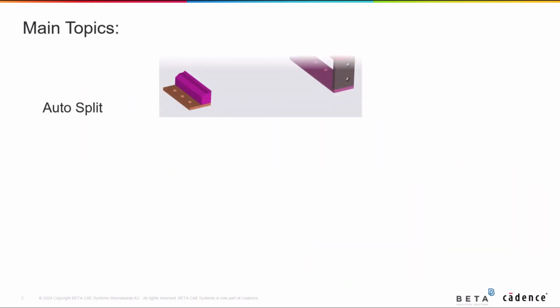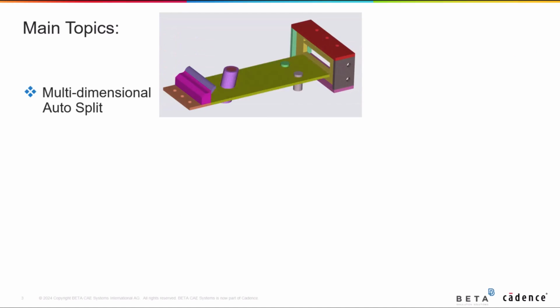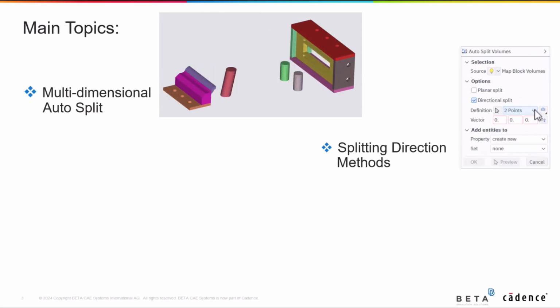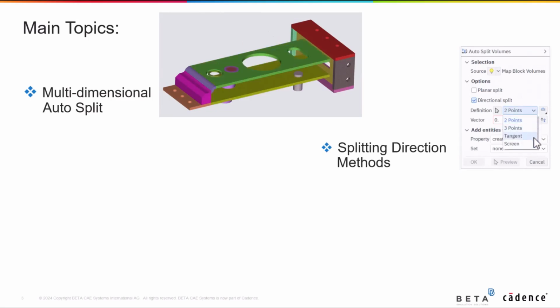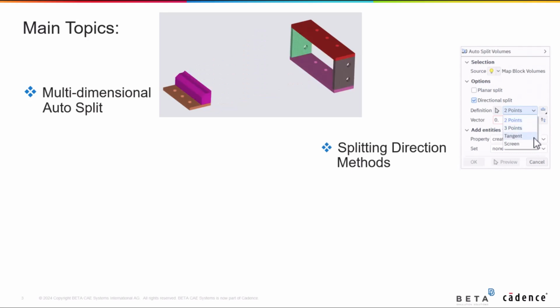In this session, we will demonstrate the efficiency of the auto-split function across different directions within a model that presents complexity and a variety of features. We will review the available methods for defining the splitting and identify in which case each method is more suitable to use, depending on the geometry at hand.